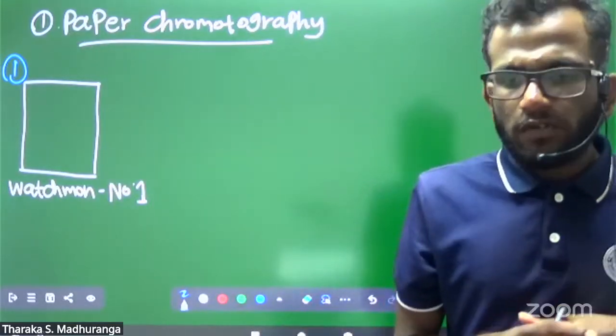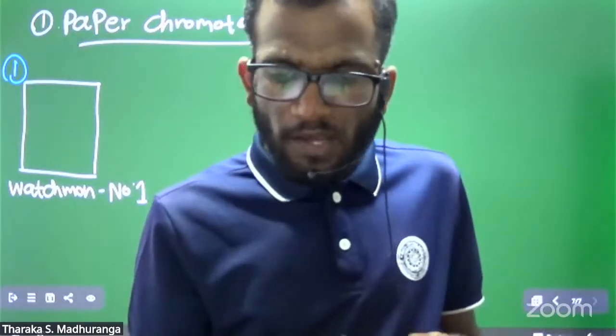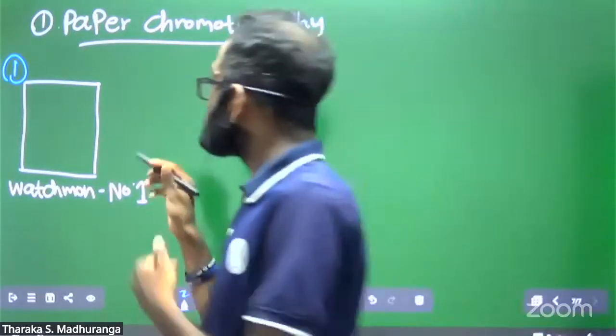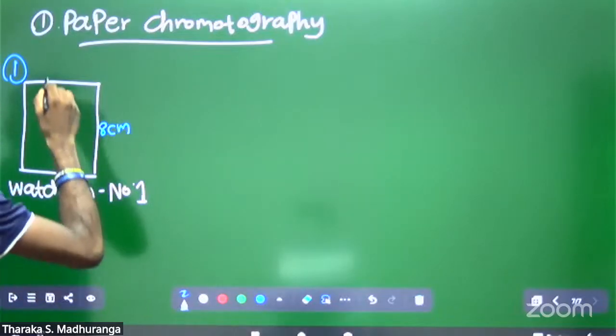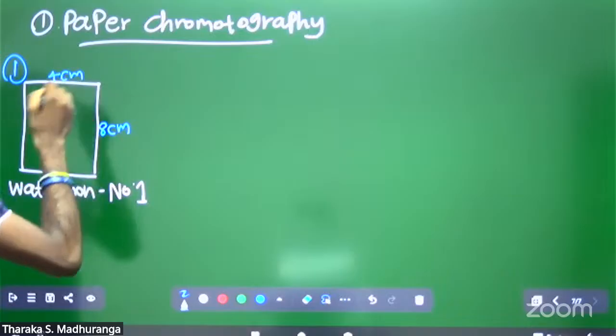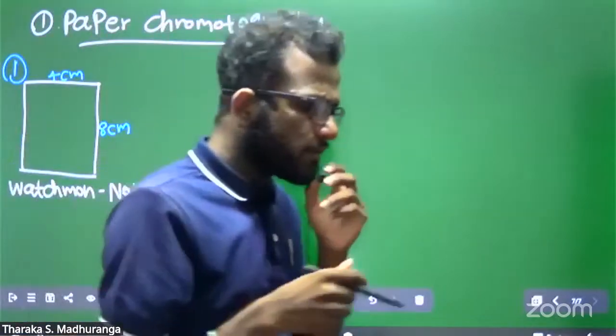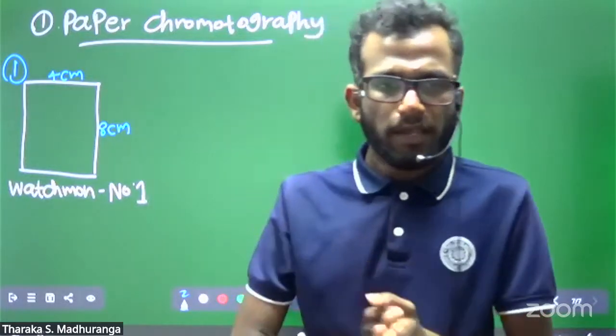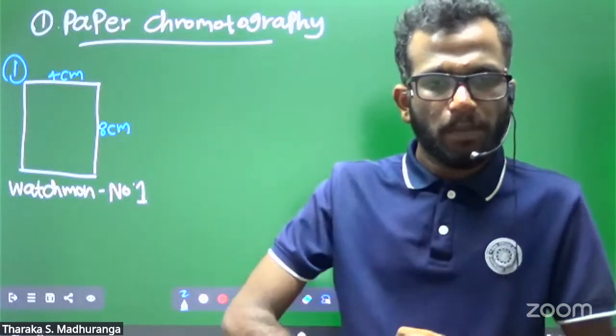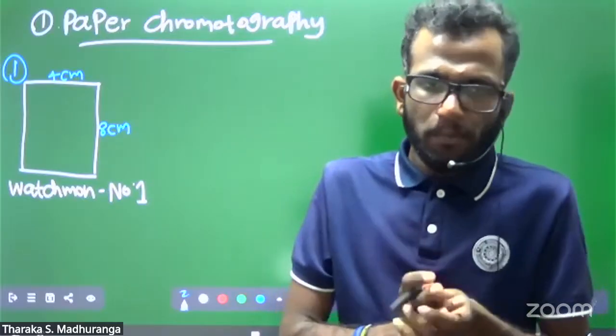The size I have also given in the tube. The size is 8 centimeter height and the width is 4 centimeter. You have to get an 8 centimeter by 4 centimeter chromatography paper from the laboratory.